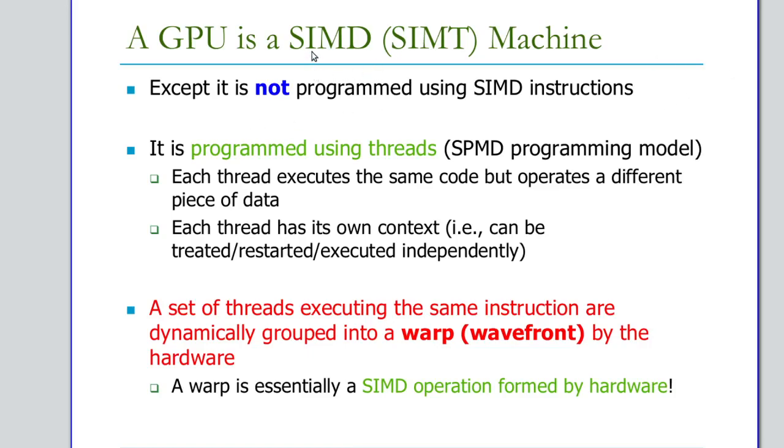A GPU is a SIMD machine. We can also understand it as a SIMT machine. Actually, in a GPU, it is not programmed using SIMD instructions. In SIMD machines like vector processors or array processors, we have specialized instructions. We will need to learn a specific instruction set for executing our program on that particular processor. But on a GPU, we don't need to learn that much. We will have to learn something, but not in that detail. We will not change completely our writing formats.